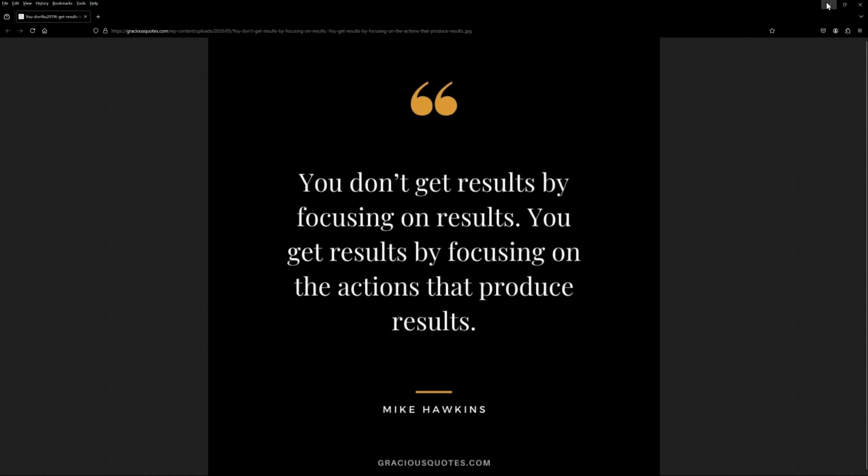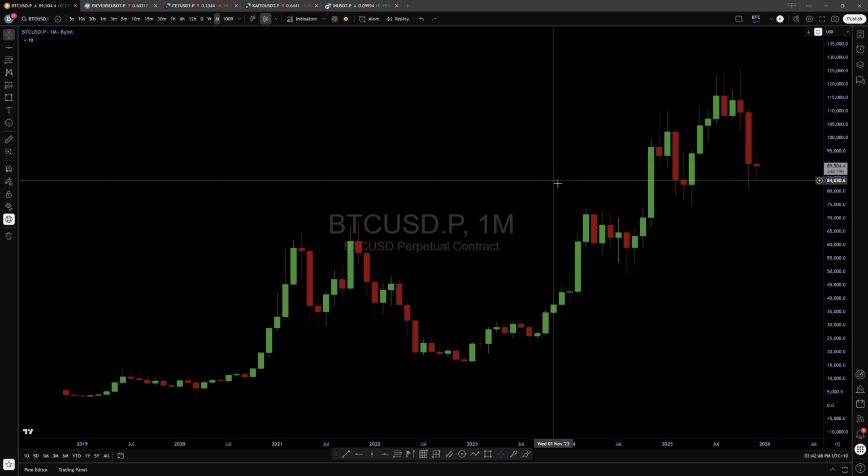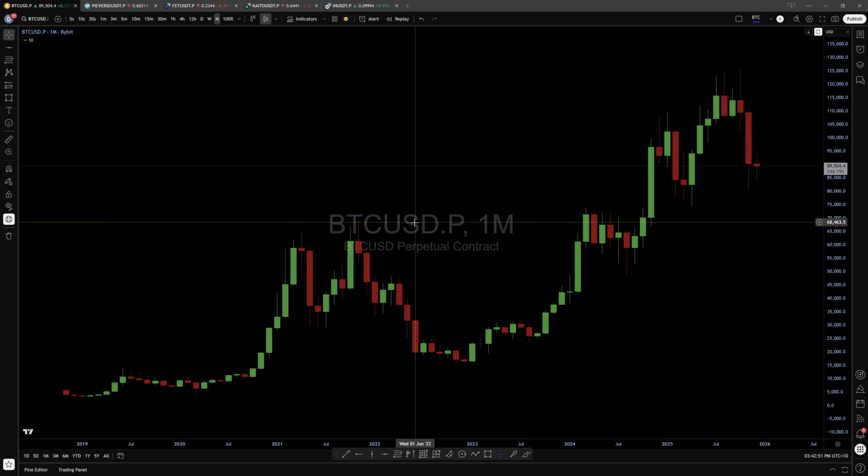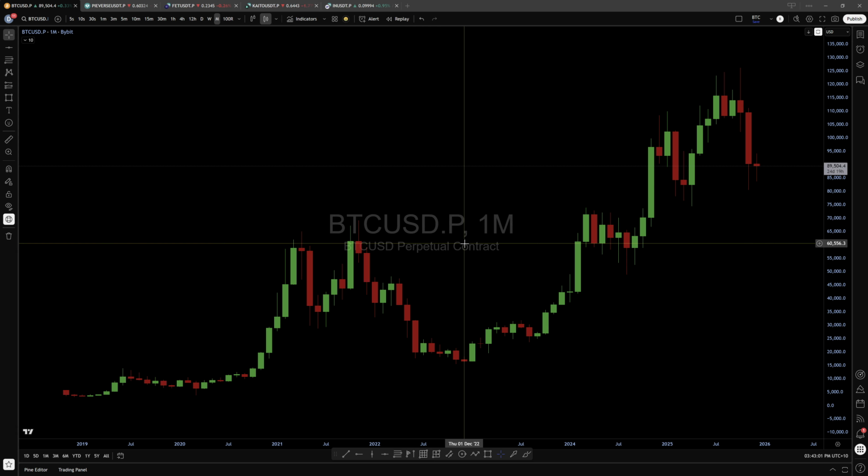So you may not want to draw your key levels. You may want to just be lazy and use indicators and have an algorithm or something to trade for you so you can make passive income. Who doesn't want that? Well, you're going to get your real results when you do the work, when you focus on what it takes to get those results. And that's what this video is about. Key levels are exactly what you need.